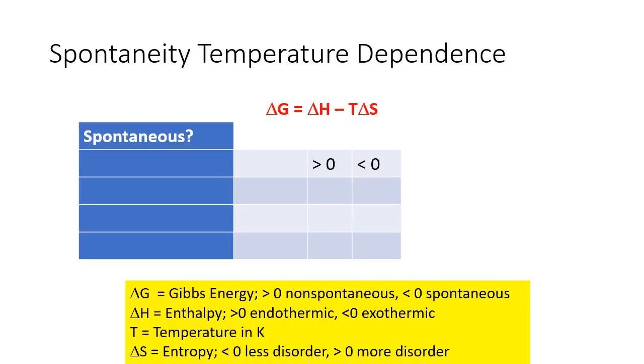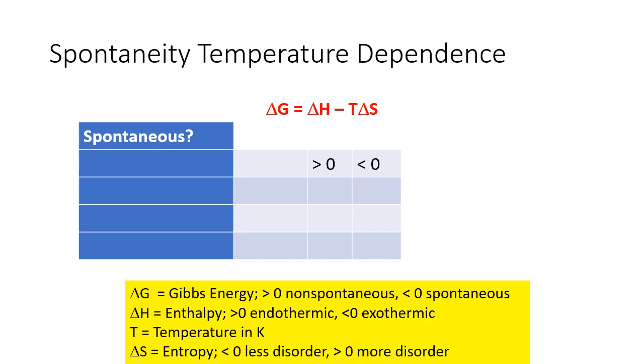Gibbs energy was defined as delta G is equal to delta H minus T delta S, where delta G is Gibbs energy. Again, greater than 0 is non-spontaneous, less than 0 is spontaneous. Delta H is enthalpy, greater than 0 is endothermic, less than 0 is exothermic. T is temperature in Kelvin, and for entropy, you will have less disorder if it's less than 0 and more disorder if it's greater than 0. So we're going to go through here and consider the mathematical relationships that we've got.